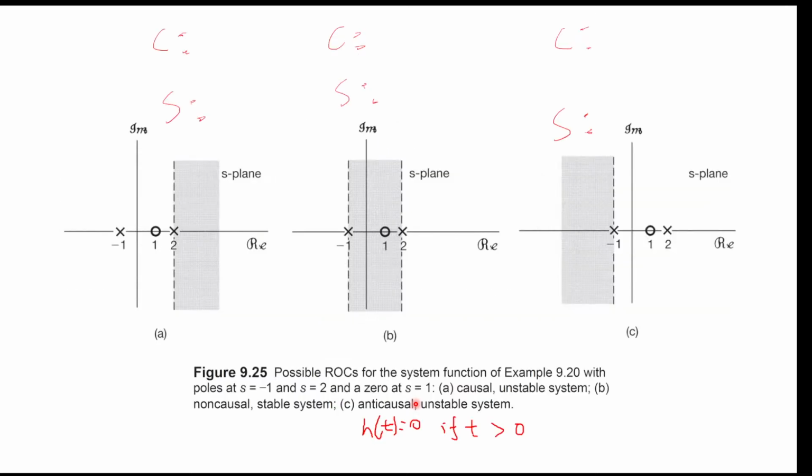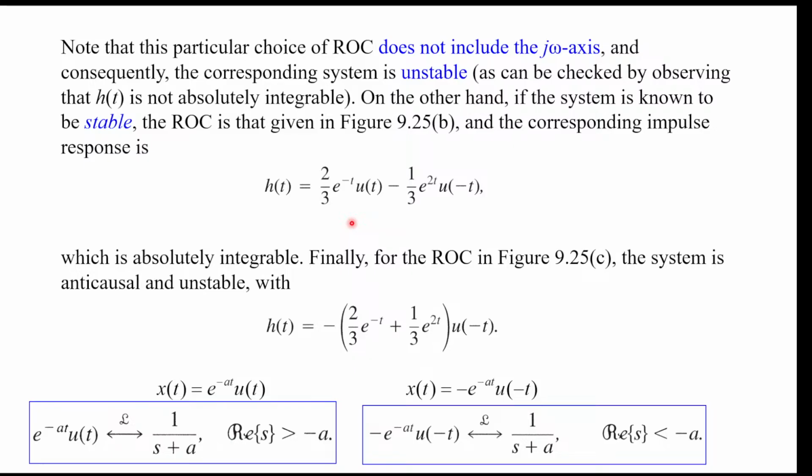Okay, and the next one. If your ROC is between minus 1 and 2, do you think it's a causal system? Raise your hand. If you think it's not a causal system, raise your hand. If you think it's stable, raise your hand. And if you think it's not stable, raise your hand. Yeah, so we got it correct, very nice. And indeed, this is not causal because it's not right-sided, it is in between, but it's stable because it includes the jω axis.